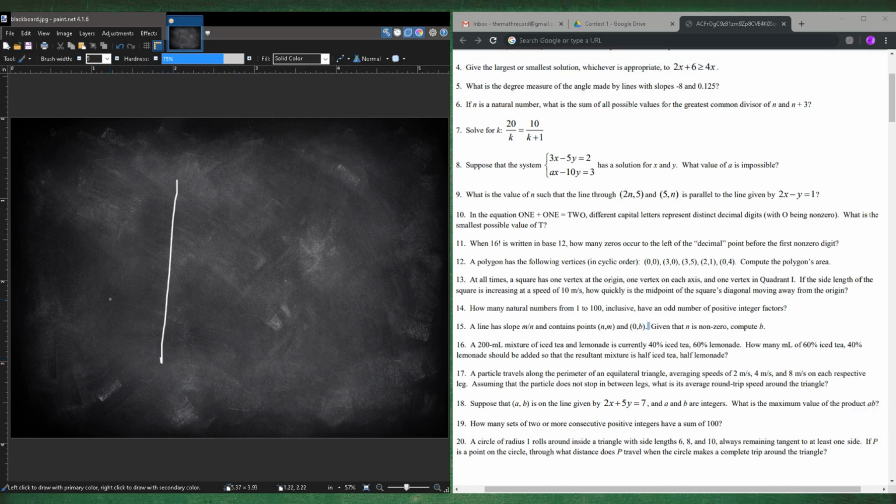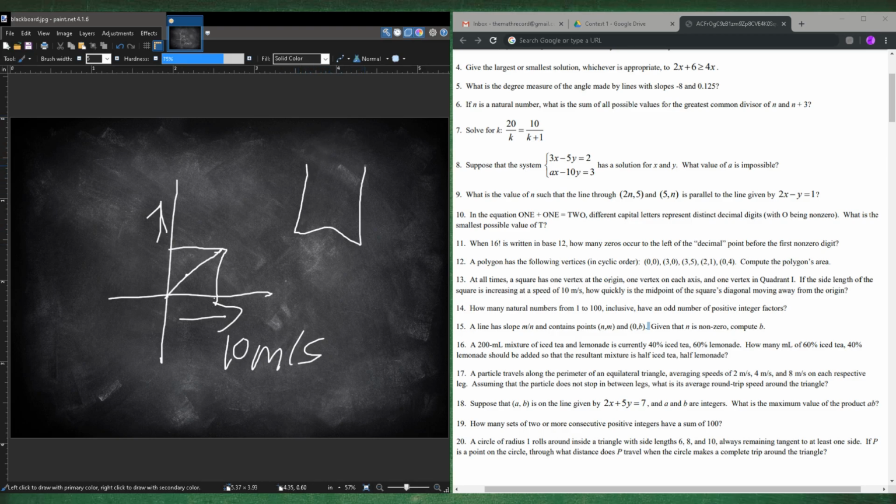So it says one vertex at the origin, one on each axis. So you have a square like this, and it's increasing like this. If the side length of the square is increasing at 10 meters per second, how quickly is the midpoint moving away? So basically, just use some of your geometry.